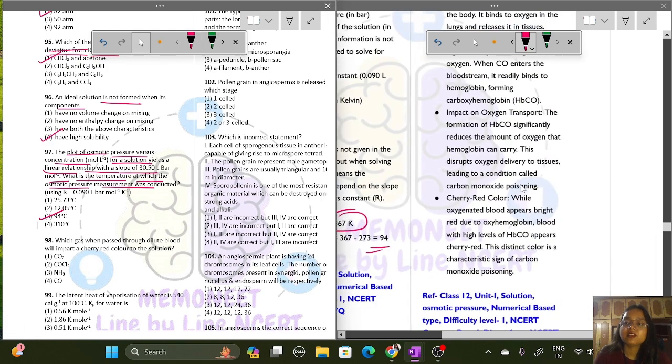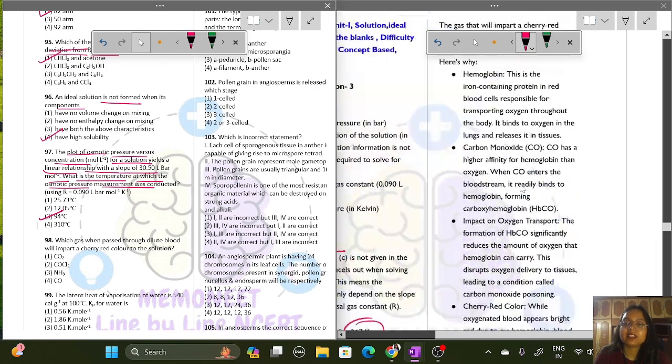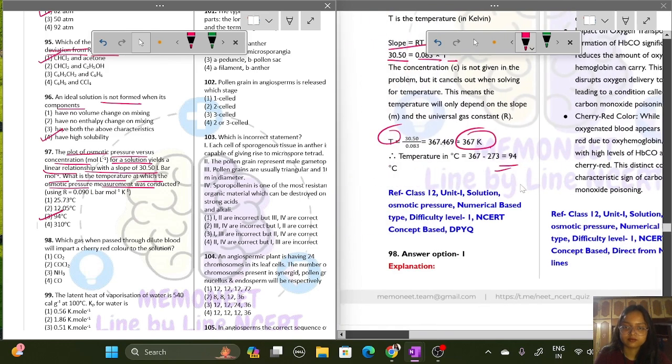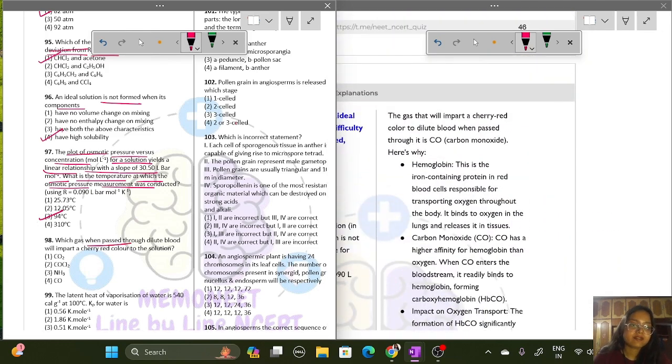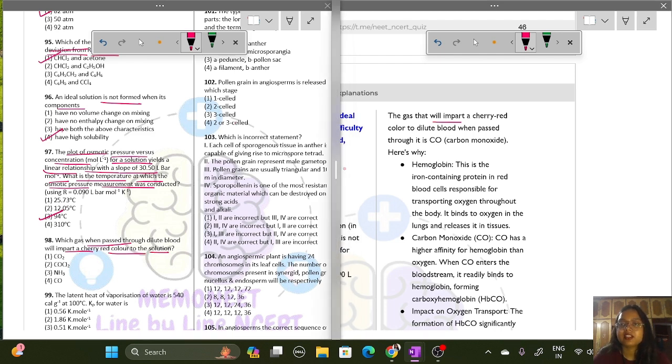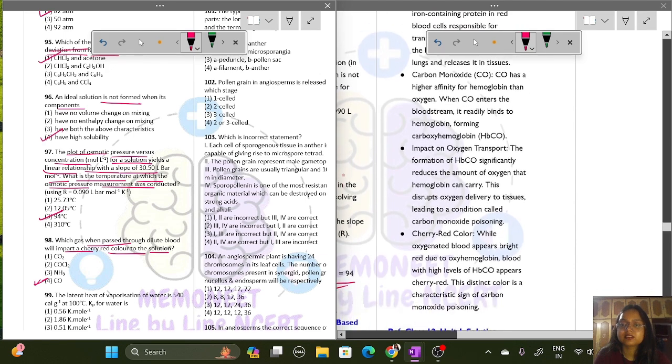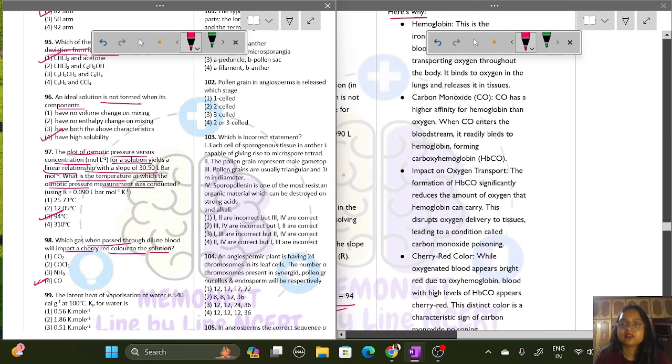For question number 98. Which gas when passed through dilute blood will impart a cherry red color to the solution? The gas which will impart the cherry red color to the dilute solution is carbon monoxide. What is the reason for it? It has higher affinity for hemoglobin.